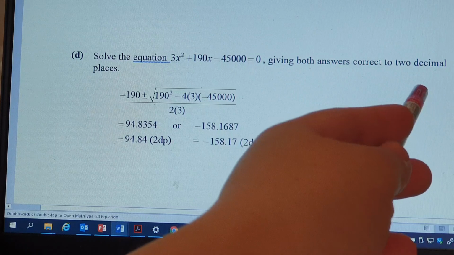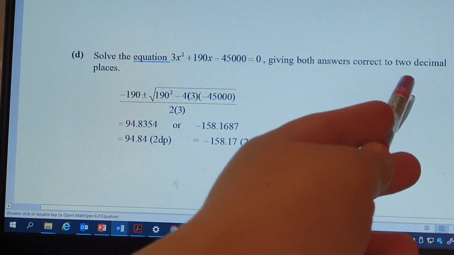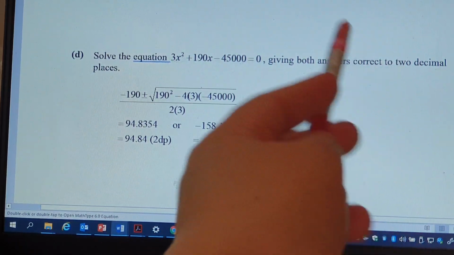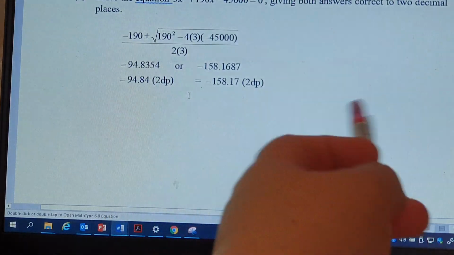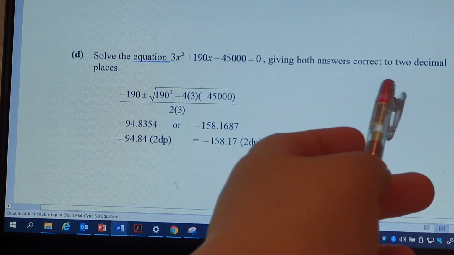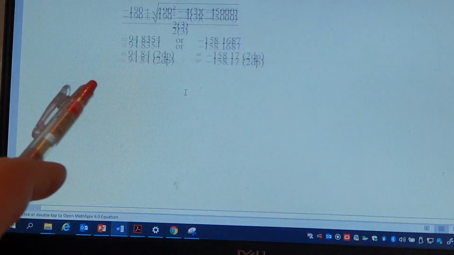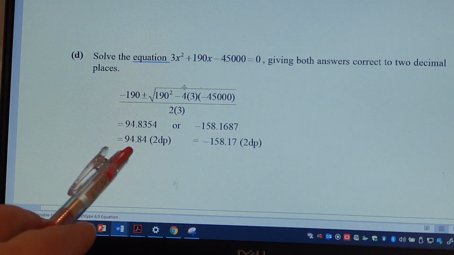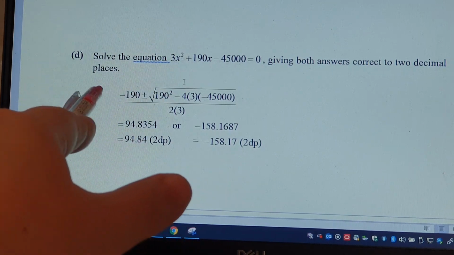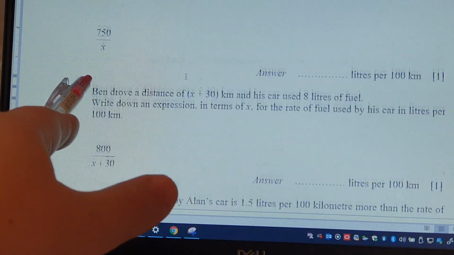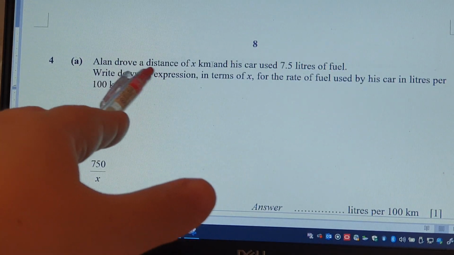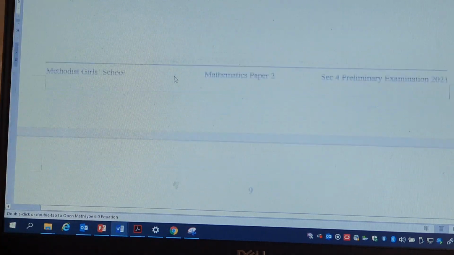And you see, always read the question. It's not always 3 SF, okay? You read, they sometimes will ask you 2 SF, sometimes 3, sometimes 2 decimal places, sometimes 3 decimal places. You read the question. Now, after you have done that, right, what does this represent on X? Then you go back to the question. X is kilometers, okay?